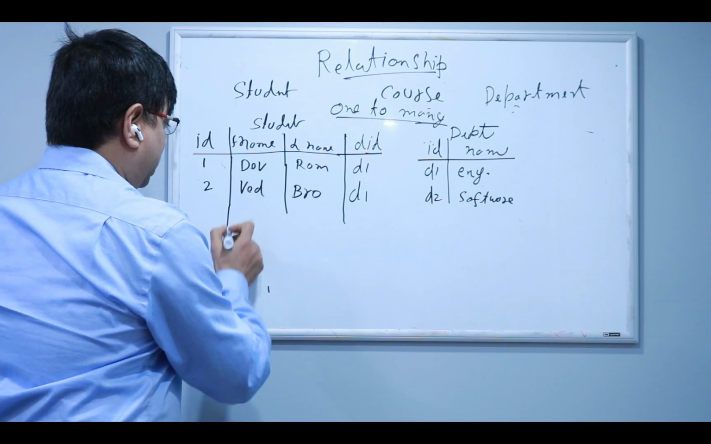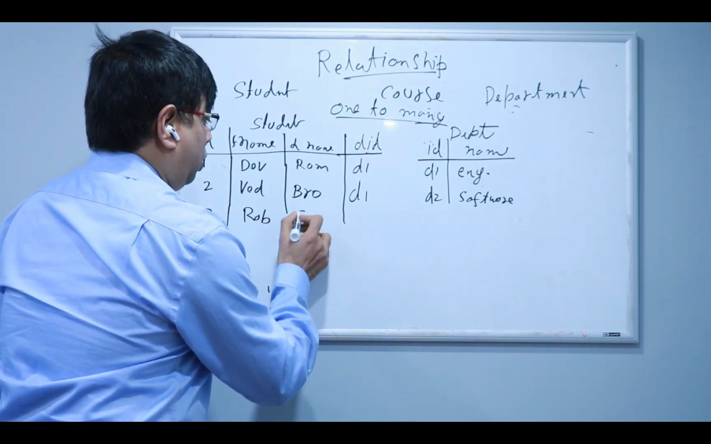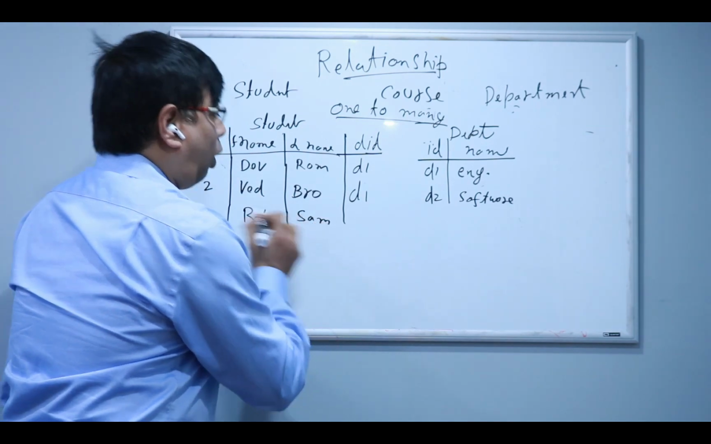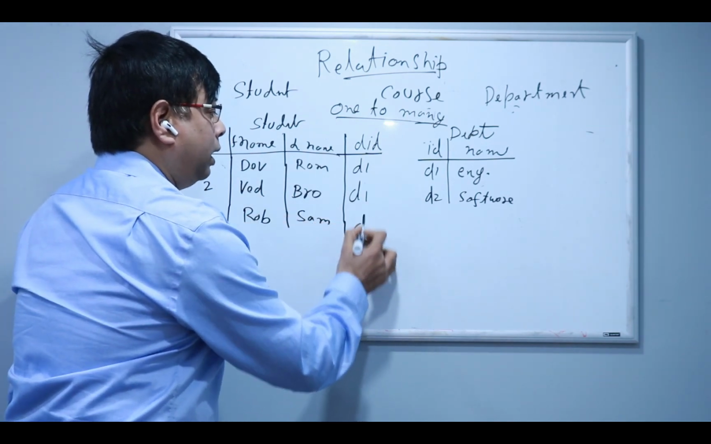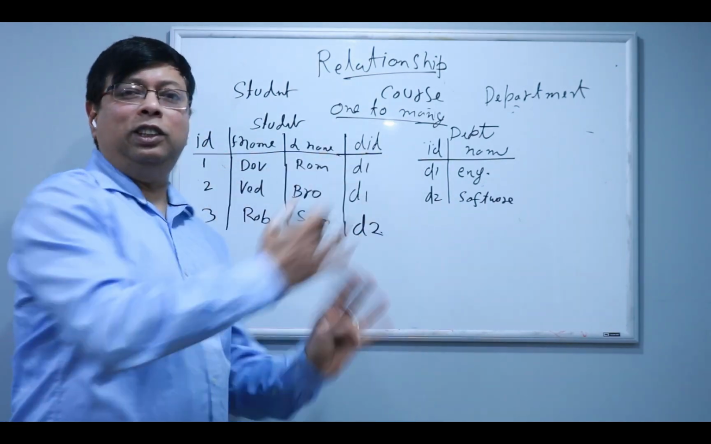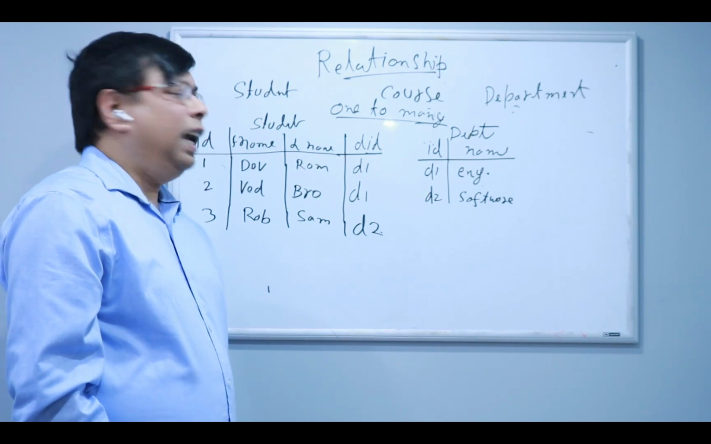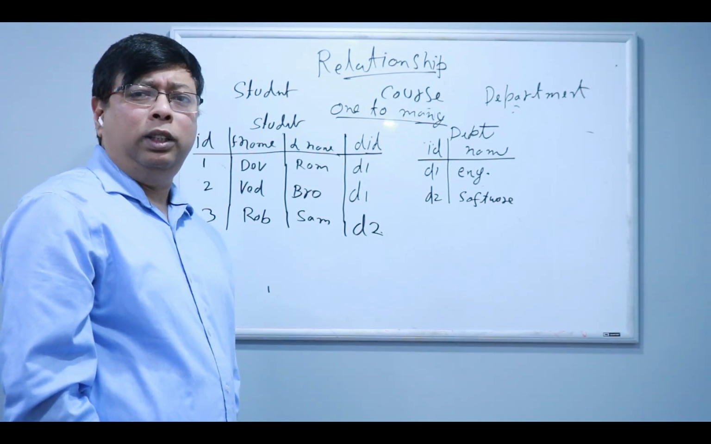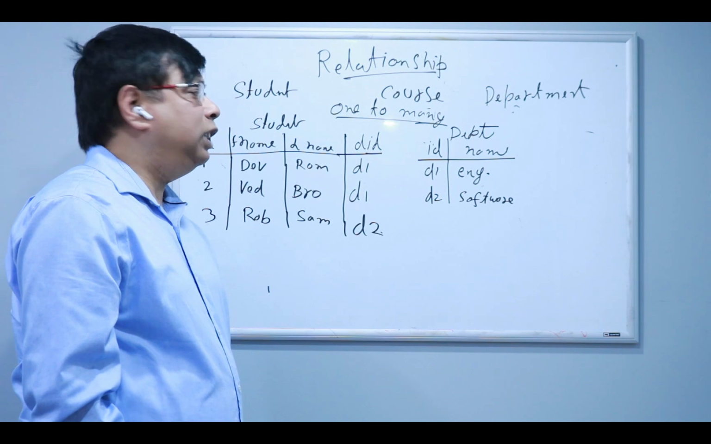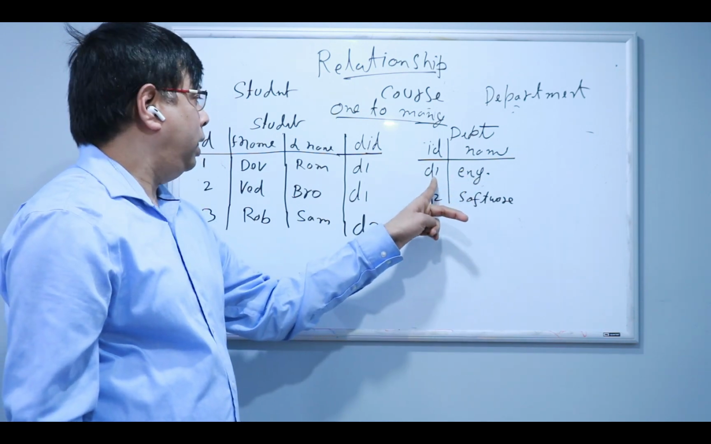Now I can have more students. Student 3, let's say it's Rob Sam, and studies in D2 department. So do you see now the relationships we have modeled here? Why did we do this? Tomorrow if I say, can you tell me who are the students studying in my engineering department? I can easily say engineering department has D1.